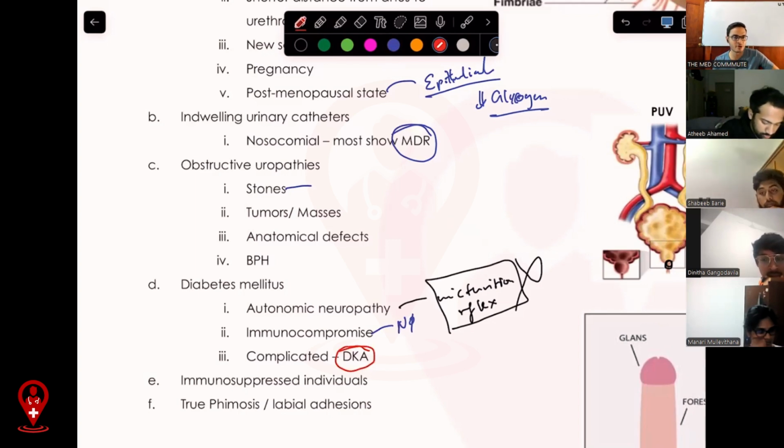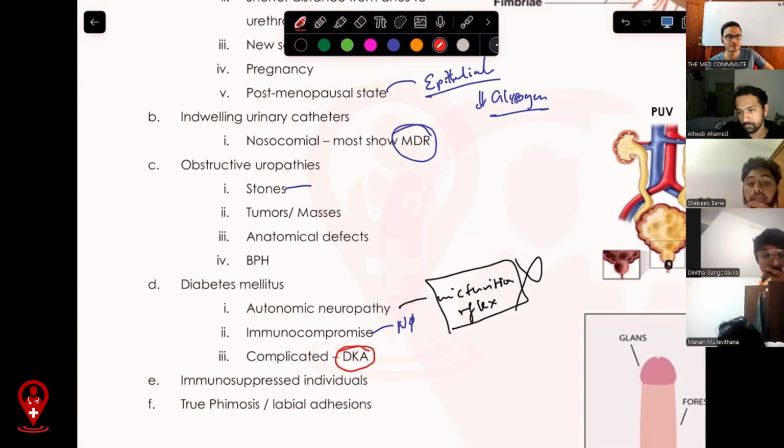Here, when there is severe acidosis, right? With diabetes and dehydration, we're going to talk about that later. There can be again reduced immune function. Okay, just know that for now, that is more than enough. Immune suppressed individuals, guys, obvious, right? This is what we were talking even in diabetes.